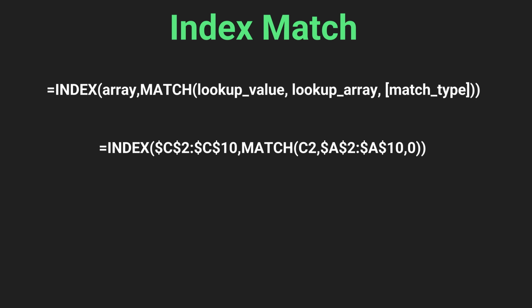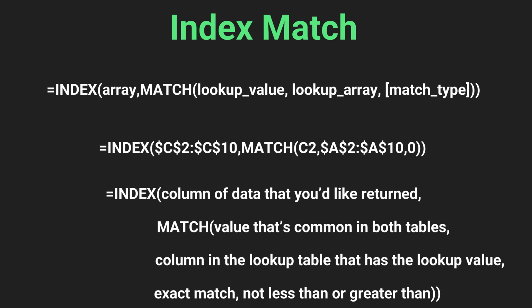Now, how we interpret the formula would be the following. The index formula wants a column of the data that you'd like to be returned. The match formula then wants the value that's common in both tables to use for the lookup. Next, it wants the column in the lookup table that has the lookup value so it can dynamically return the row number where the lookup value is located. That row number is then passed to the index formula to return the index array's row number of the data that you want. The last part is telling the match formula that you want an exact match, not a less than or greater than match.